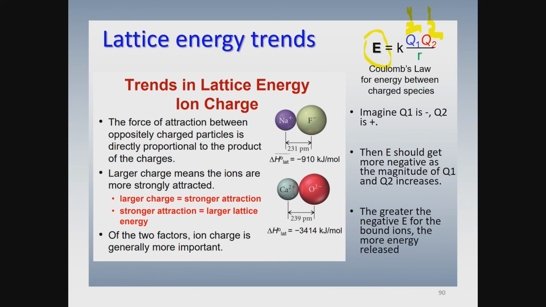And so it's a larger number, and so you're going to get 4 times the energy released when calcium and oxygen bind together as opposed to sodium and fluoride. The thing to know here is that when you increase the magnitude of the charges of ions binding together, generally that means you're going to have more energy released as lattice energy.